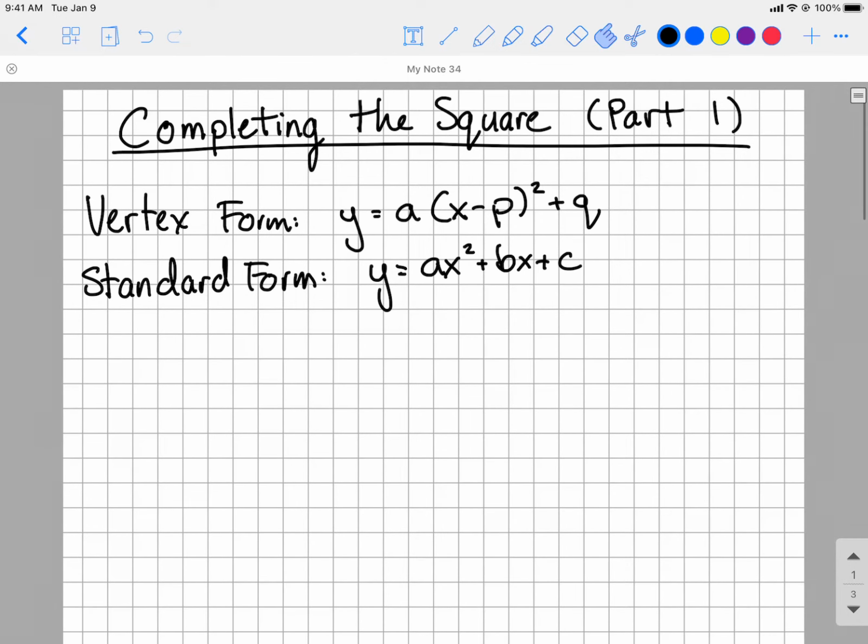So completing the square is the process of converting standard form to vertex form. And it just involves some standard steps that you're going to follow every single time.